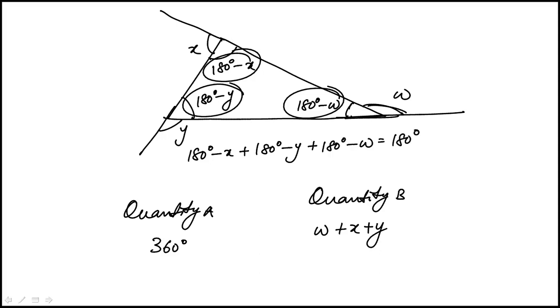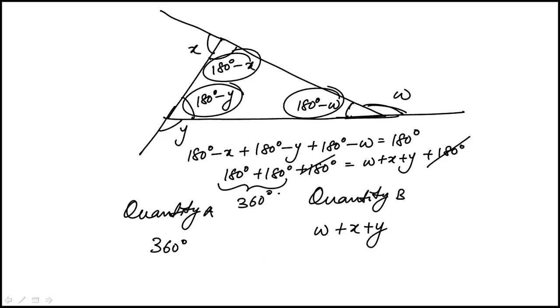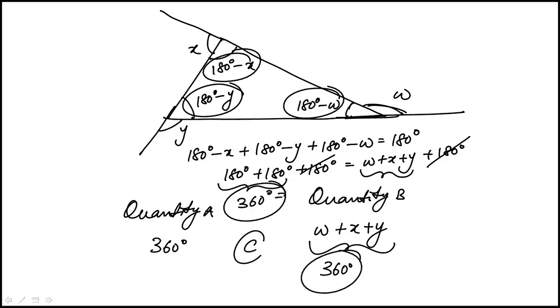So I'm going to add w, x, and y to both sides, and this side I'll have 180 plus 180 plus 180 equal to w plus x plus y plus 180. I can strike out one of the 180s. I have this adds up to 360. So 360 is equal to w plus x plus y. So this quantity is 360. They are both equal. So this type of a variation would be something that you would be tested on.